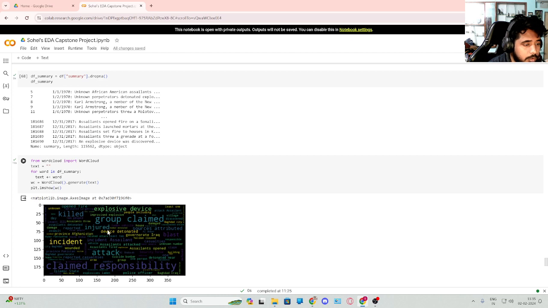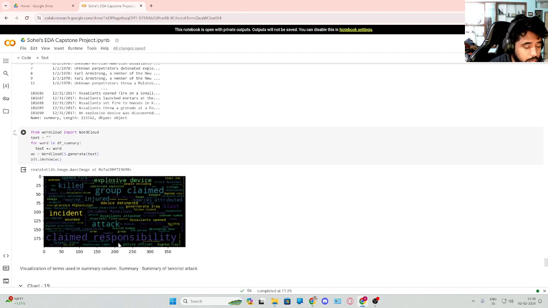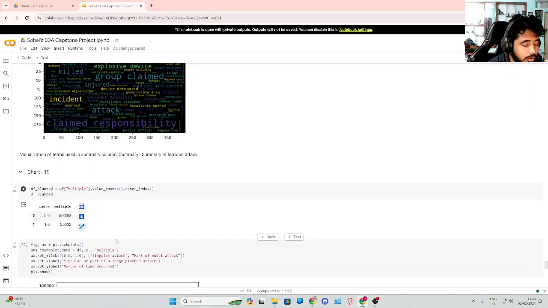Then we are forming a word cloud of the summary of the terrorist attack. In the summary of the terrorist attack, these words are mostly there: incident, killed, group, claimed, responsibility, attack. These kinds of words are mostly used in the summary of the terrorist attack.